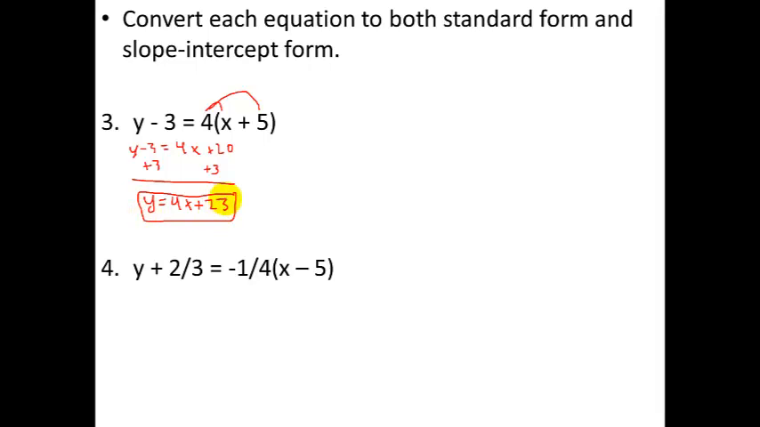So slope and intercept. Now to convert this equation into standard form, we need to move all the x and y terms to the other side. So let me start with y equals 4x plus 23. I need to move the x to the other side, so I'll go minus 4x, minus 4x. Those cancel. I now have negative 4x plus y equals 23 from here.